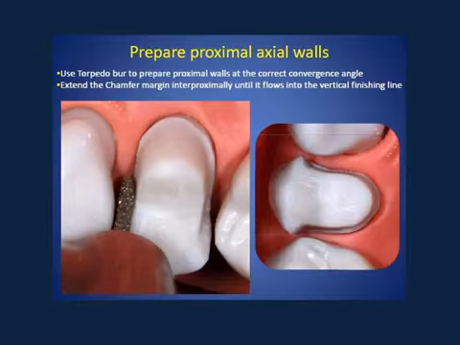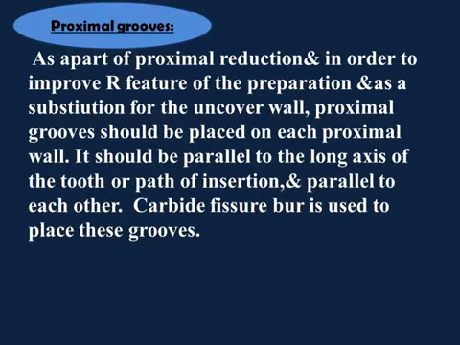After I open the contact and do the proximal flare, then I should extend this chamfer finishing line margin interproximal. As a part of proximal reduction and in order to improve retention of the preparation and as a substitution for the uncovered wall, proximal grooves should be placed on each proximal wall. It should be parallel to the long axis of the tooth on the path of insertion and parallel to each other.